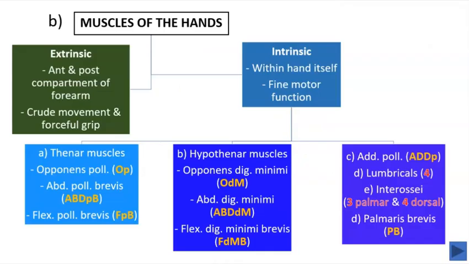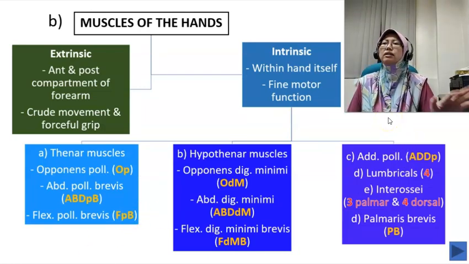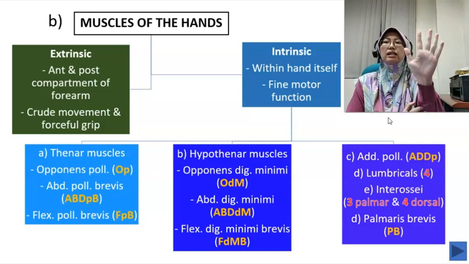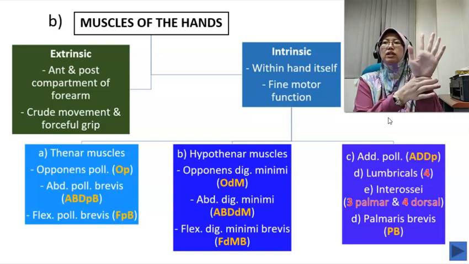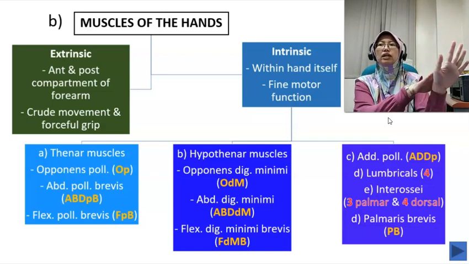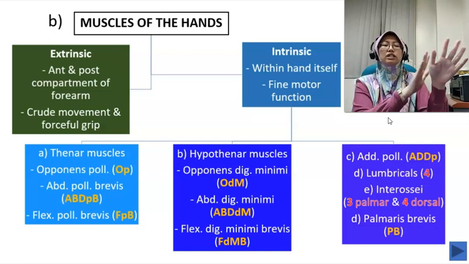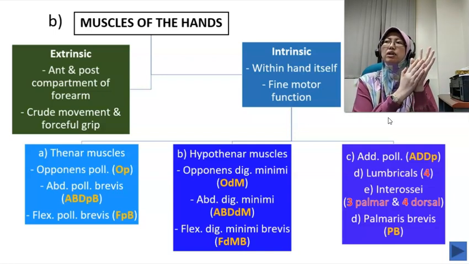Okay, now muscle of the hand. Muscles of the hand ni, dia ada extrinsic and intrinsic. Extrinsic, external lah, dia daripada luar, not within the hand. Either from flexor muscle or extensor muscle. This tendon of extensor and flexor muscle ni reaching out to your hand, but this is the extrinsic muscle of the hand.